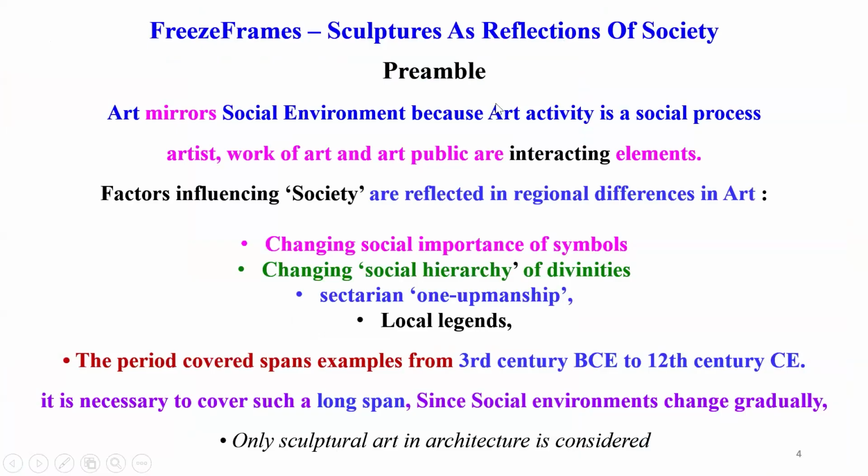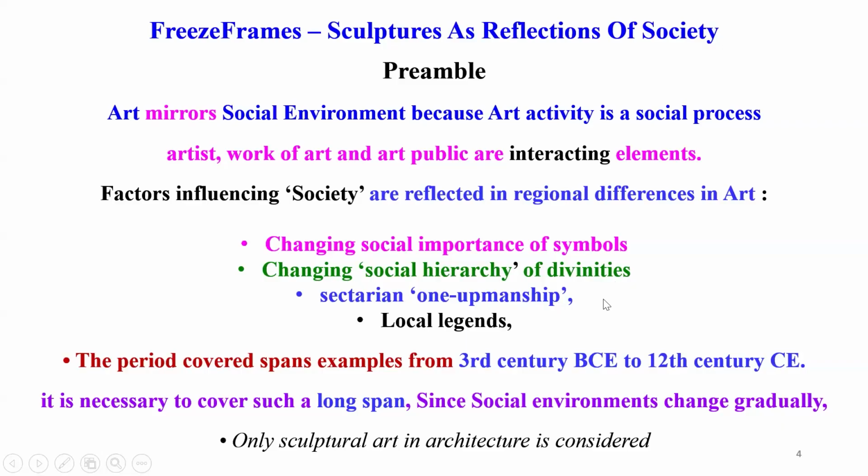Then, just as an introduction, why art mirrors a social environment: because art activity is a social process. Artists, work of art, and art public are all interacting elements. Therefore, whatever affects or influences the society will be reflected in the differences in the art. It could be the changing social importance of symbols. It could be the changing social hierarchy of divinities. Even divinities have hierarchies. Sometimes they are in the ascendant, sometimes they disappear.